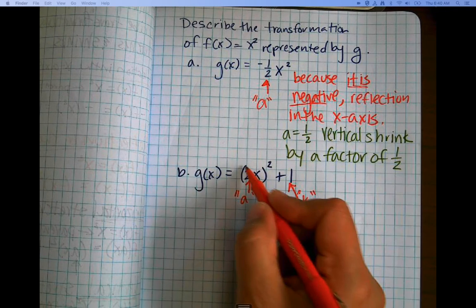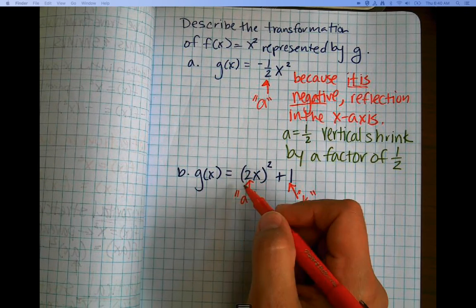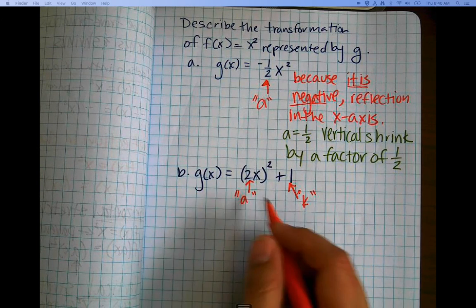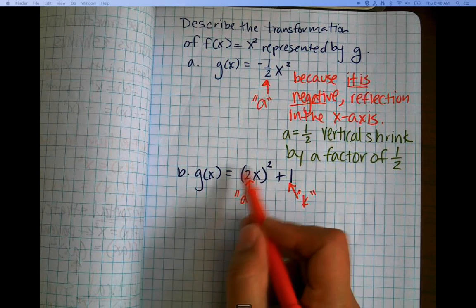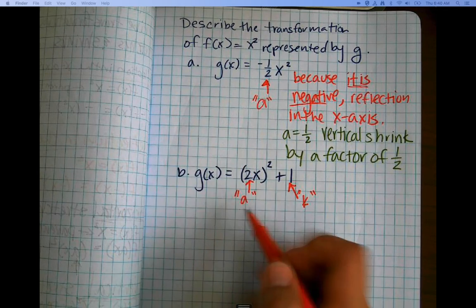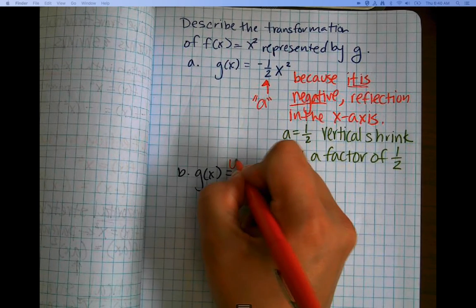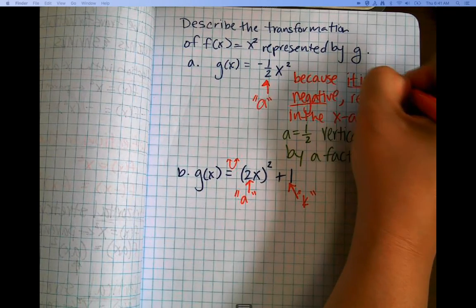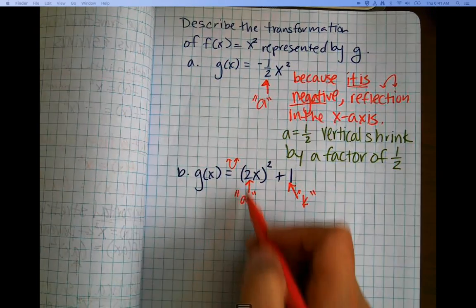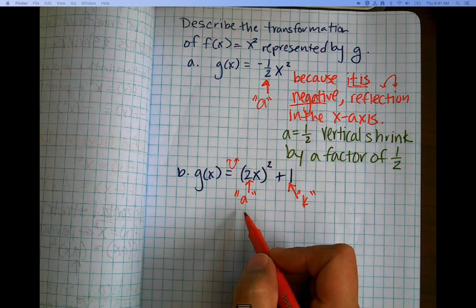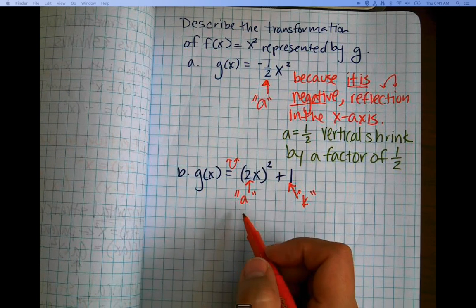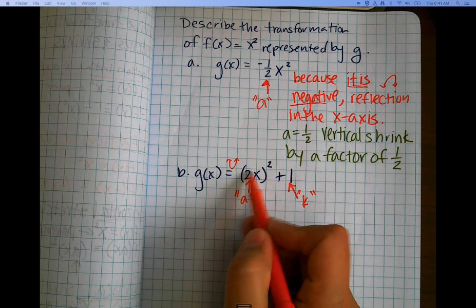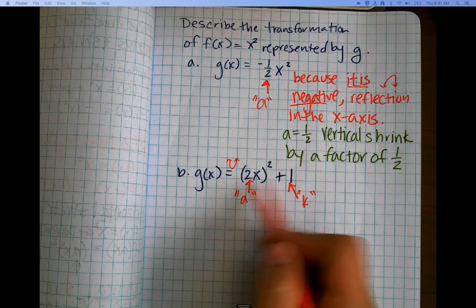So when we look at A, it's a 2, and it's positive. So because it's positive, there's no reflection. It's going to be a graph that goes up like a U. This one was down like an N because it was negative. And because 2 is greater than 1, it's going to be what? Well, I go, ooh, wait, this is in parentheses. So I need to talk about this in terms of horizontal.